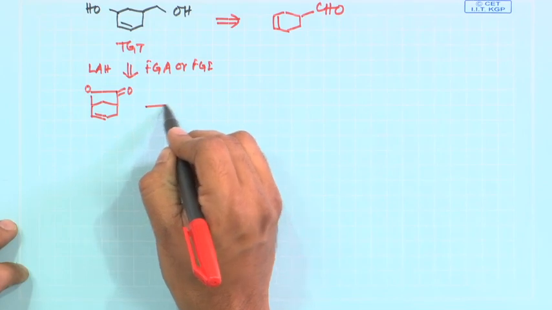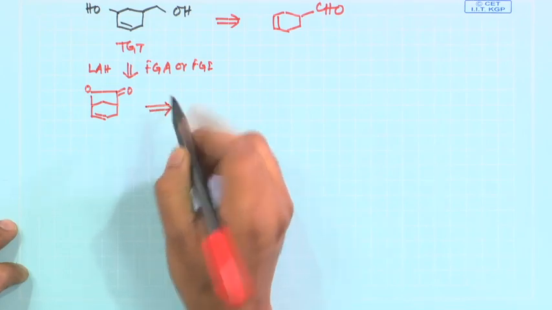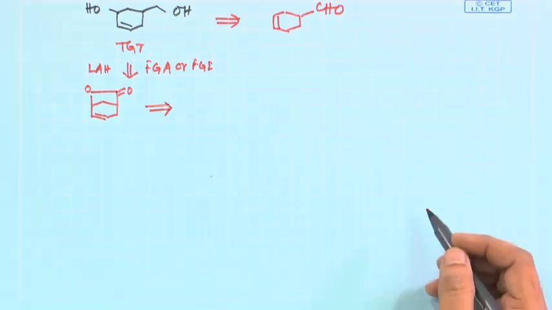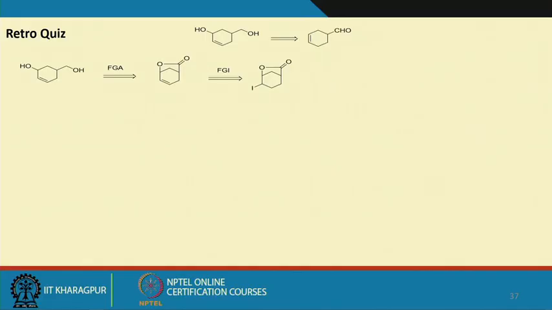So, once you have this anhydride which you can cleave, the next question is how to access this anhydride, fine.